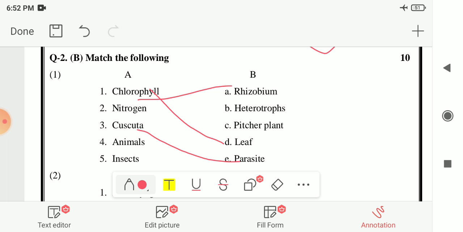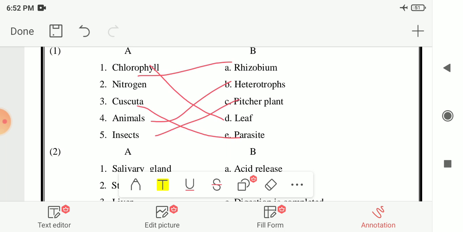Next, fourth number is animals. So animals are known as the heterotrophs. So here your answer is option B, heterotrophs. Last one is fifth number, that is insects. So here your answer is pitcher plant, option C. It eats insects, so you can say it's an insectivorous plant also. So these are the answers for your matching.